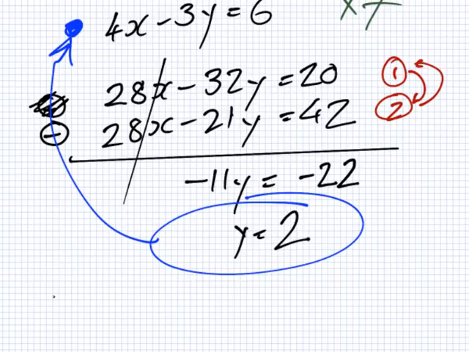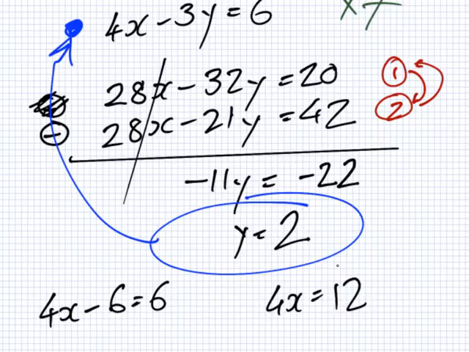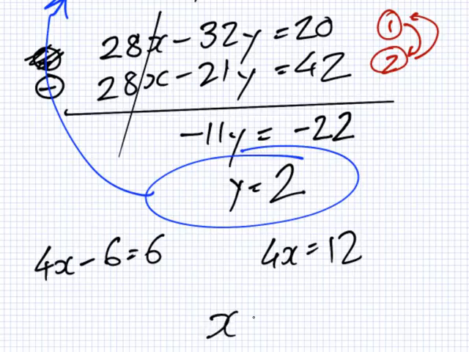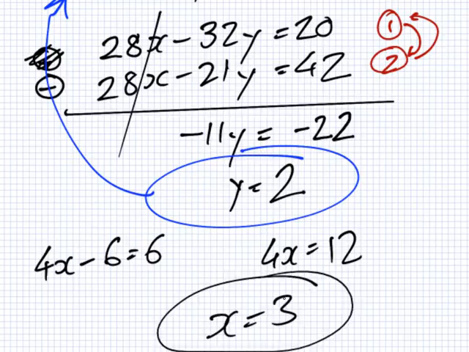Okay. 4x minus 6 equals 6, yeah? So 4x equals 12. So x equals 3. So that's the answer. 3, 2 is the answer then.